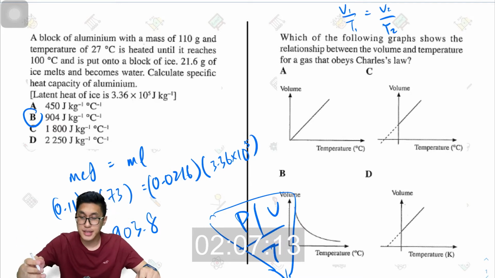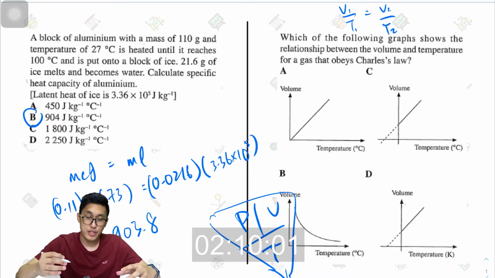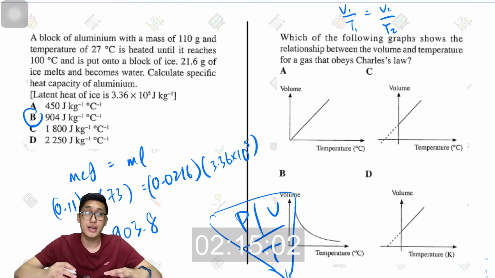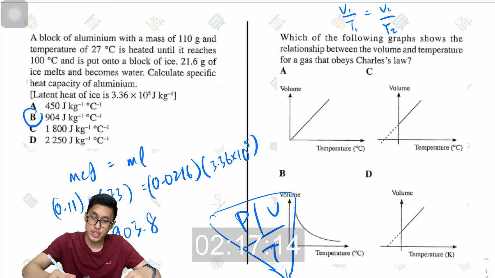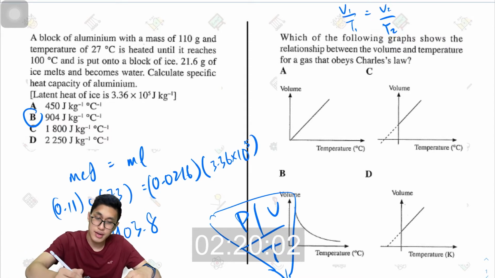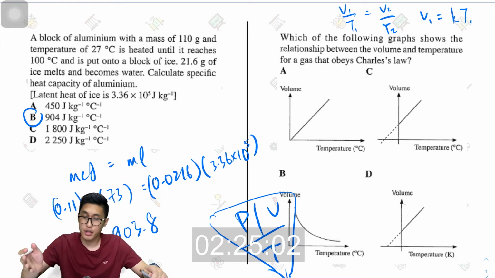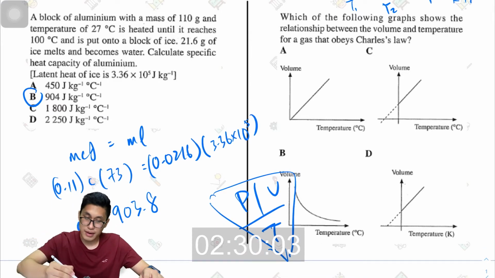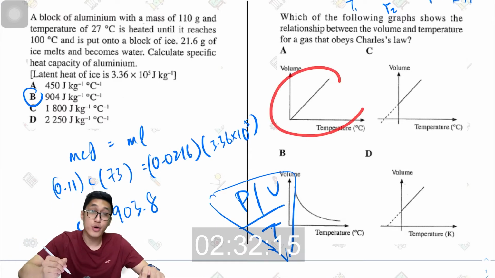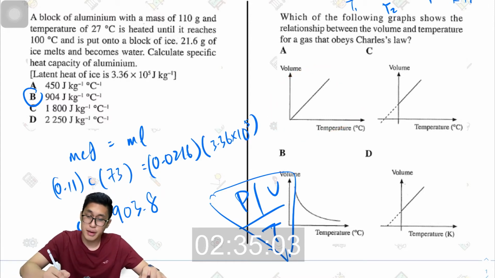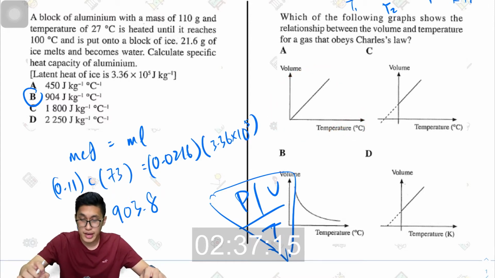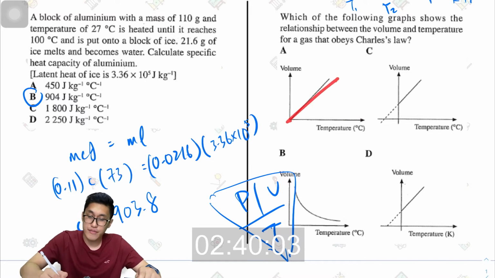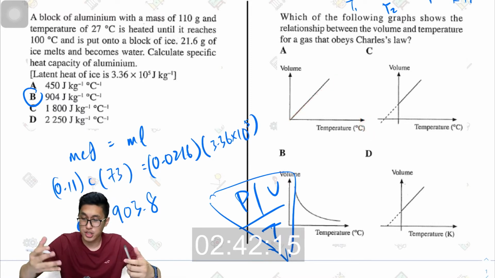Okay, and as you can see here, the temperature and the volume are actually directly proportional. Imagine I make V2 and T2 a constant. I'll get V1 is equal to a constant times T1. So they're directly proportional, and so they have to go up. But this one is wrong. Even though it's a directly proportional graph, it's wrong because the temperature is in degrees Celsius. So we need the directly proportional graph for temperature in kelvins, which is not possible here.